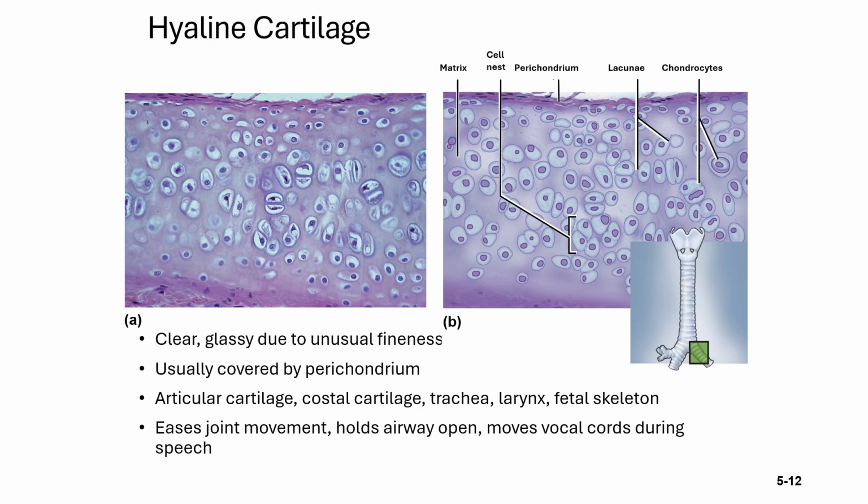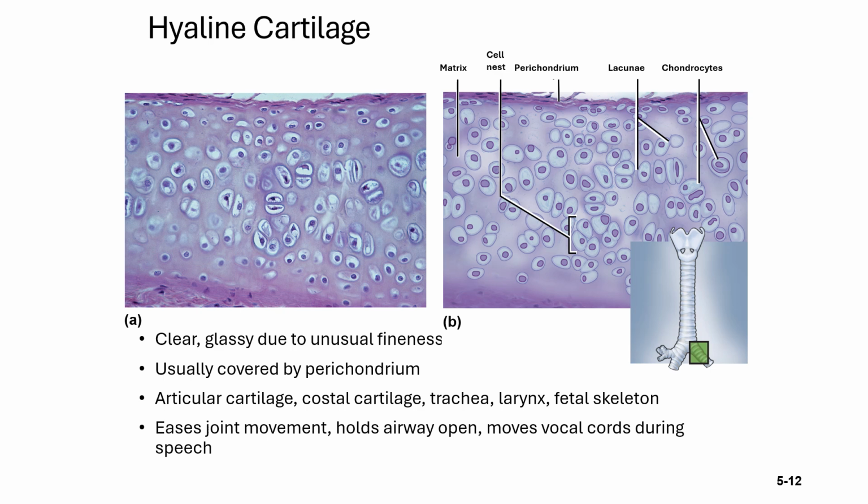Hyaline cartilage: under the microscope, you can see a clear, glassy matrix which is stained light pink or light blue. That's hyaline cartilage. You can see chondrocytes enclosed in the lacunae, and usually it is covered by a layer of perichondrium. Hyaline cartilage is seen in the trachea and the bronchi, where it keeps the airway open. It is also seen in the larynx, which moves the vocal cord during speech.